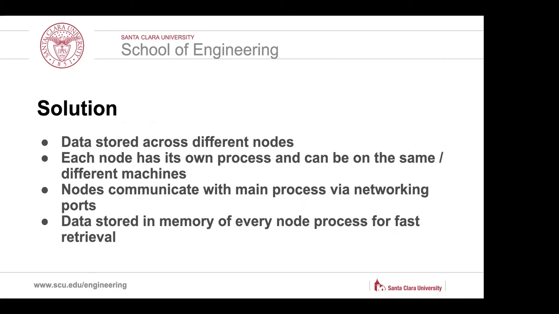So in our distributed data structure system, data are stored across different nodes, and each node has its own process and a memory space, which can be either on the same or different machines. Nodes are communicating with the main process via networking ports, which means every object needs to be serialized into a stream to be sent via ports. Also, data are stored in the memory of each node process for fast retrieval, but it's also ephemeral.